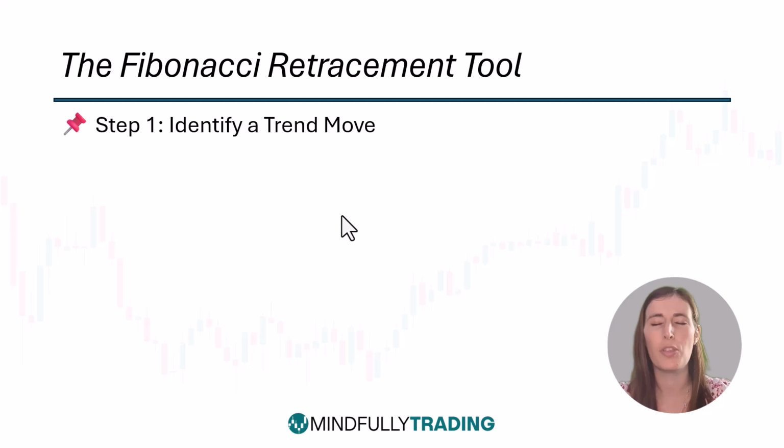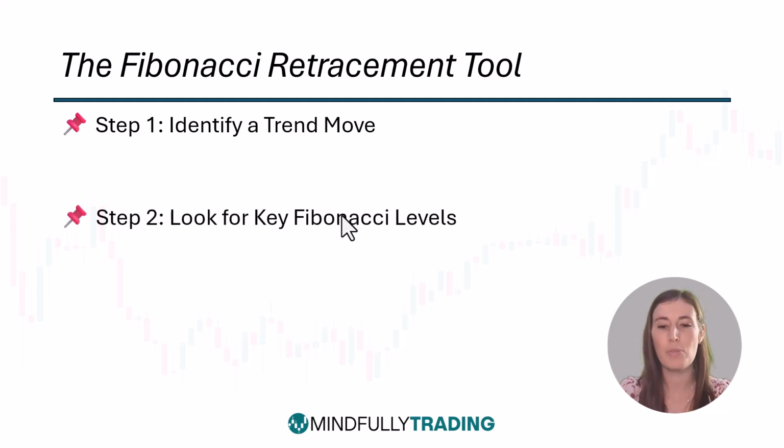Let's focus on the Fibonacci retracement tool. There are 3 steps to follow to be able to use this tool effectively. Step number 1 is, of course, to identify a trend move. Select a swing low in an uptrend, identify the high, and then apply the Fibonacci retracement tool from the start of the move to the high.